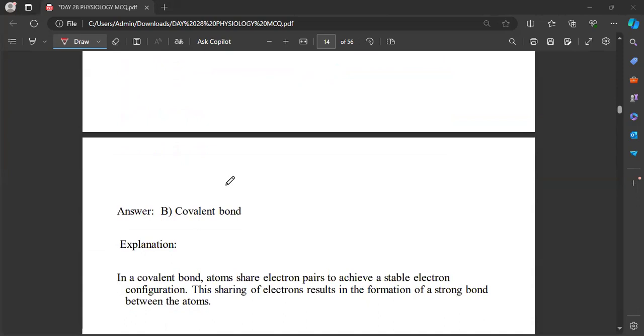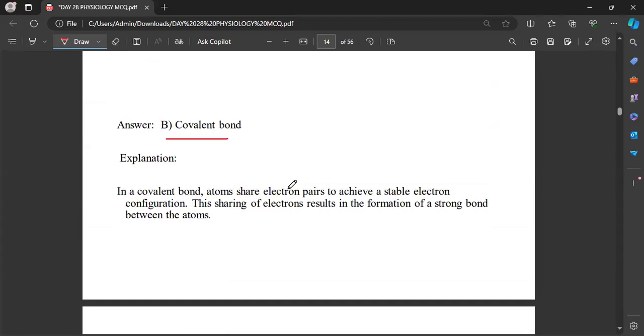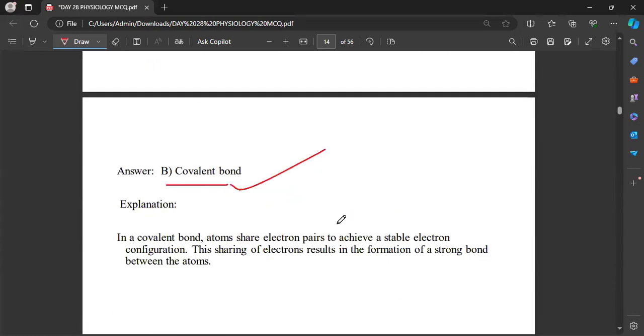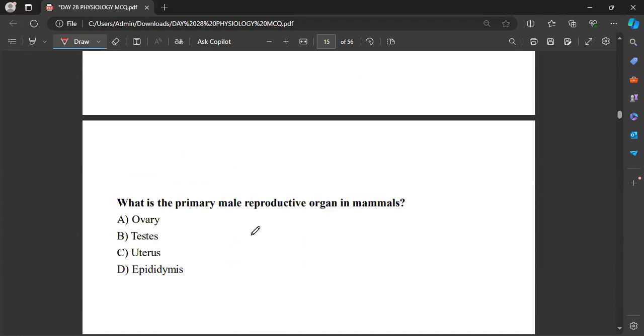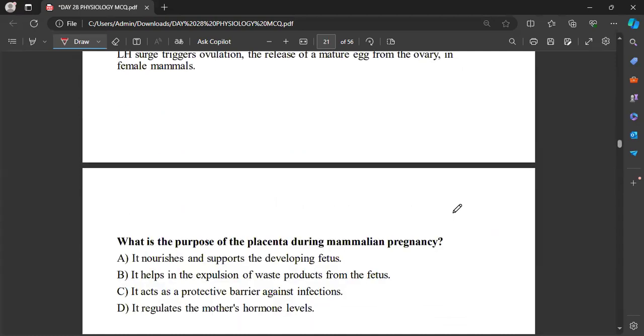See, in case of an ionic bond, the electrons will be transferred. Here, the electrons will be shared, to balance the valence shell. That is what a covalent bond is. And you should know this covalent bond will be the strongest bond.